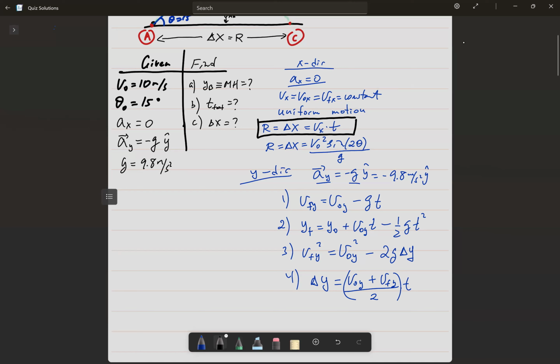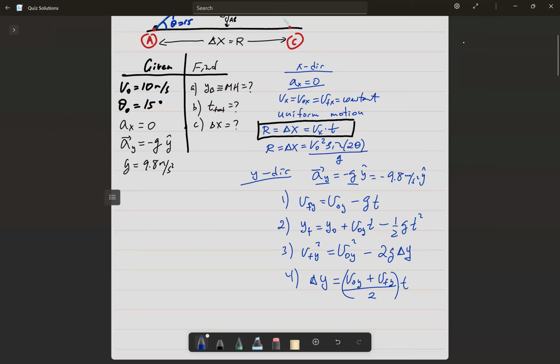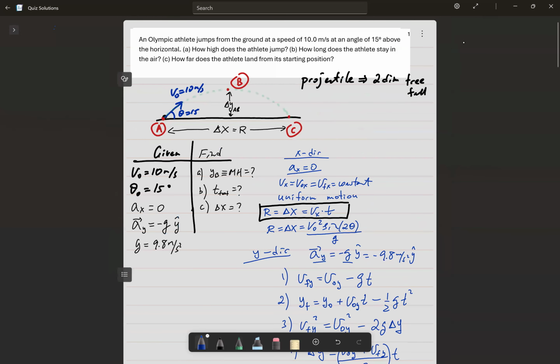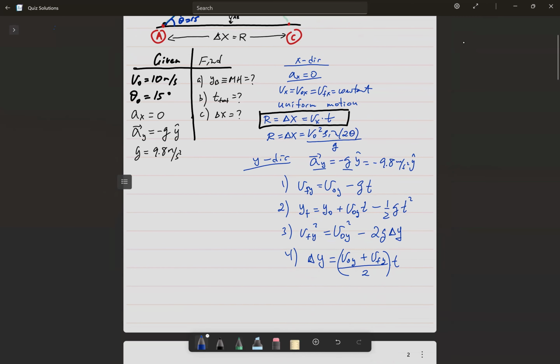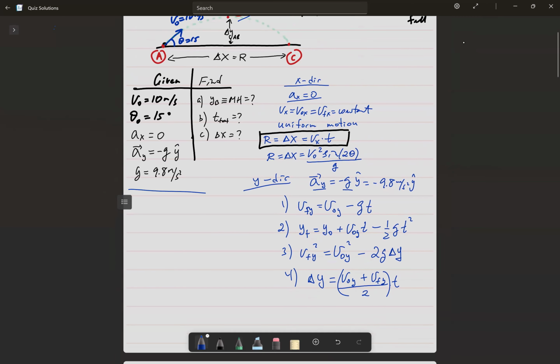Now, in terms of what we have, based on what we're given and what we want to find for part A, if you go back and look at part A, it says how high does the athlete jump? That means we want to know the displacement in the y direction only when the object goes from point A to point B. Remember, point B is our maximum height. So we want to go from point A to point B.